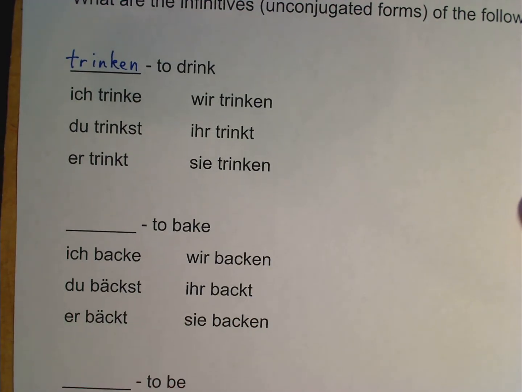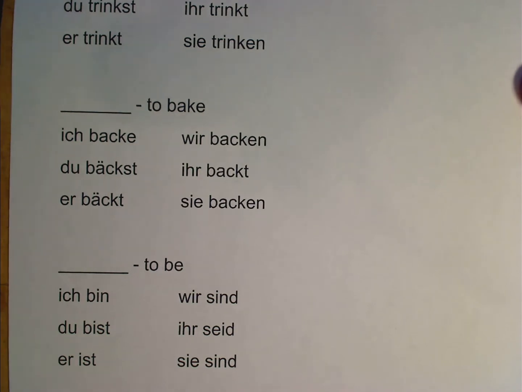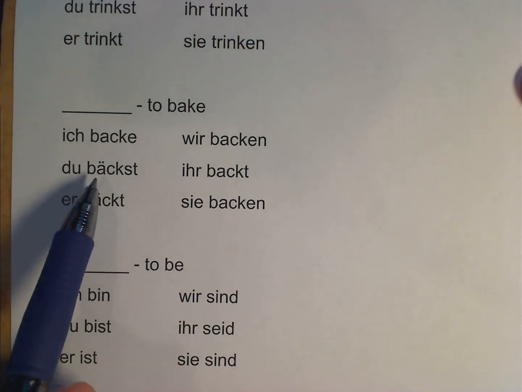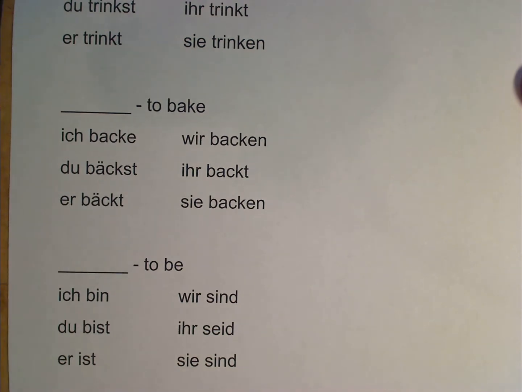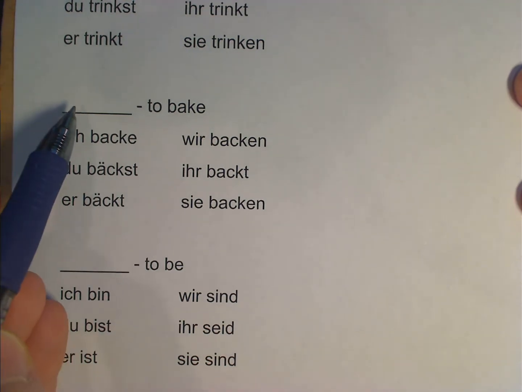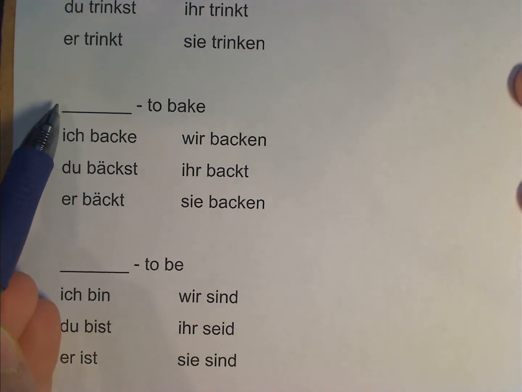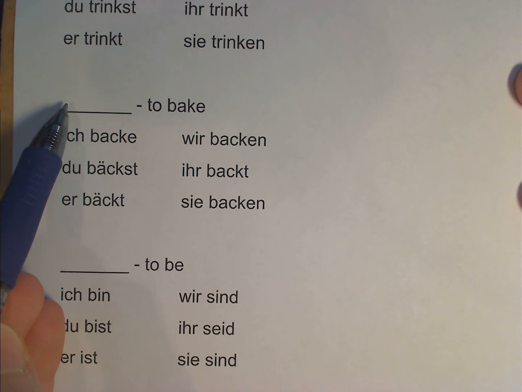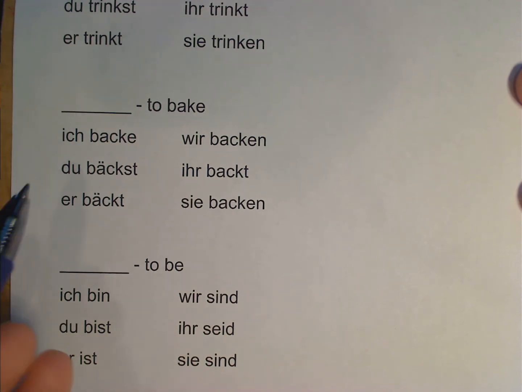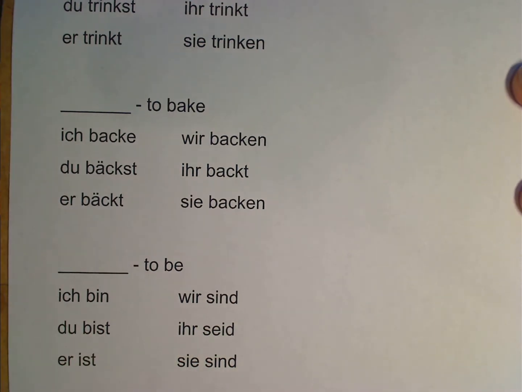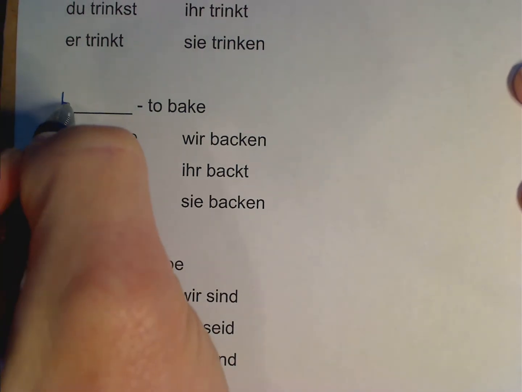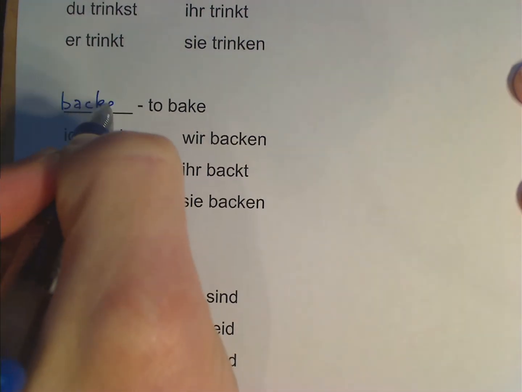That's a regular verb, but here we have the verb backen. It's a pot verb. You can see that the du and the er/sie/es form have umlauts. The other forms don't. So don't write the infinitive, the unconjugated form, as becken with an umlaut. Make sure that you take that umlaut off. You're going to have to remember that backen is an irregular verb.